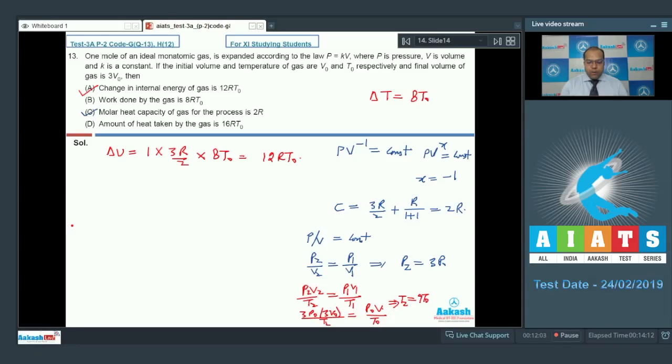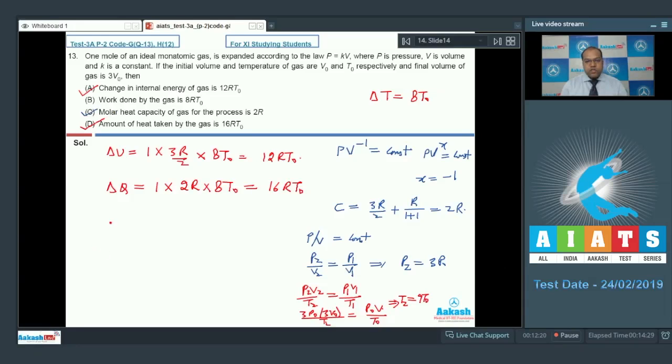If I check option D, amount of heat taken by the gas. So delta Q is equal to n C dT. So n is 1, C is 2R and dT is 8 T0. So it is equal to 16 R T0. So option D is also correct.